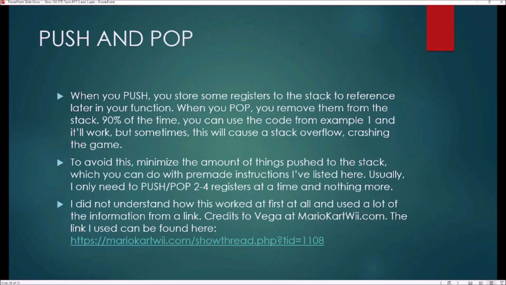90% of the time, you can use the code from example 1 and it'll work. But sometimes this will cause a stack overflow, crashing the game. I give several examples after this. Basically, these are just lines at the beginning and end of your code that you can copy to free some registers so you can do what you need to. You're not going to need to do this with every code. You're just going to need to do this if you need to do comparisons or you need to store something and you don't have space for it.